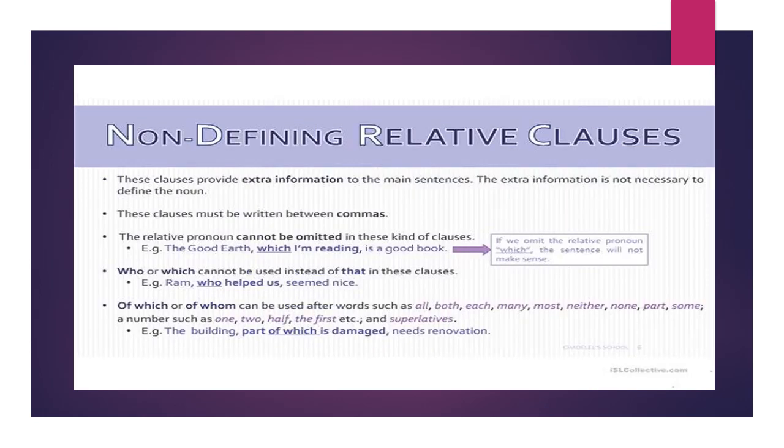The non-defining relative clause gives extra information. Like when I say, for example, The Good Earth, which I'm reading, is a good book. I can cross out which I'm reading and I can say The Good Earth is a good book. So it's non-defining. It gives extra, not important information. Ram, who helped us, seemed nice. I can cross out who helped us and say Ram seemed nice. It gives sense. So it gives extra information, not important information.